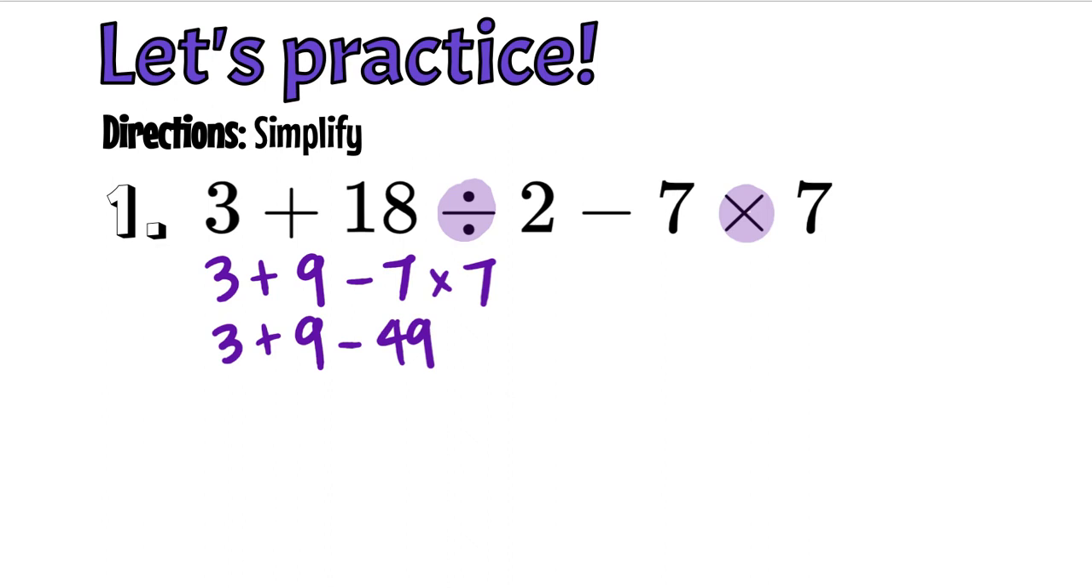And then we are thinking about the next order of operation. We took care of multiplication and division. What comes next is adding and subtracting. So we're going to move left to right. That's all we have left: one addition problem and one subtraction problem. We're going to move left to right. 3 plus 9 is 12. And then we're still subtracting 49 from 12, which gives us negative 37.